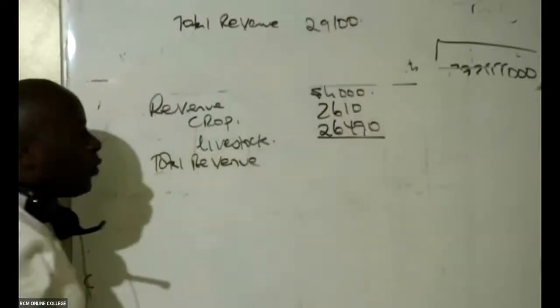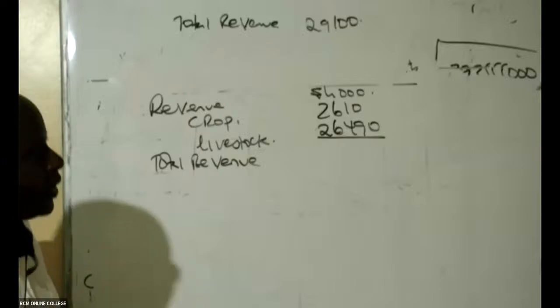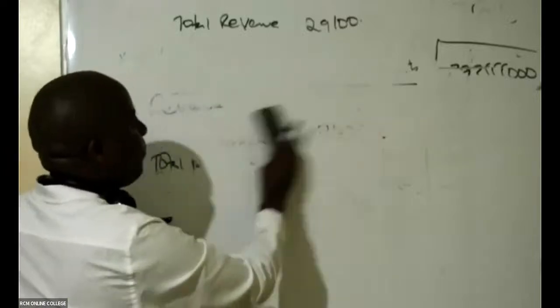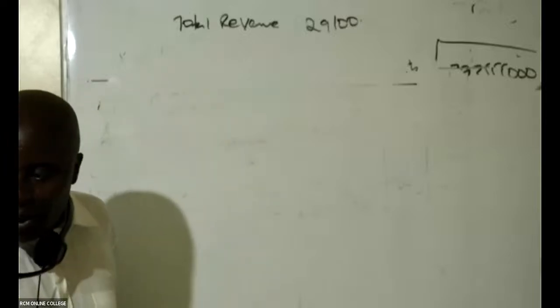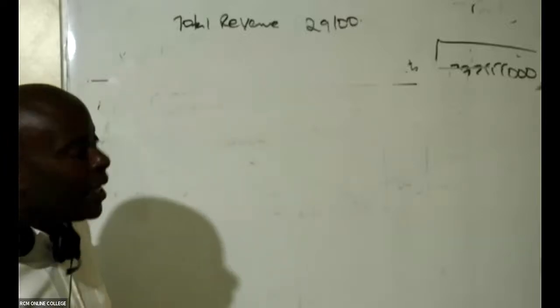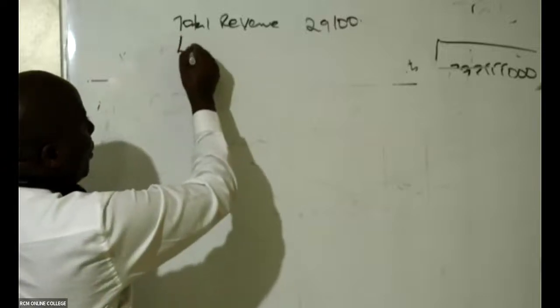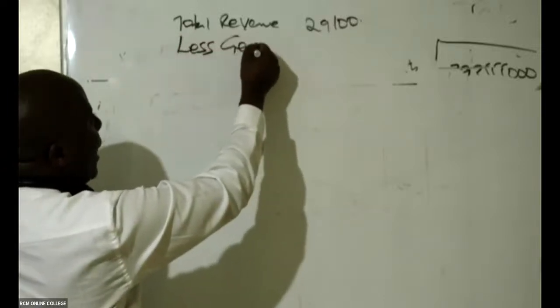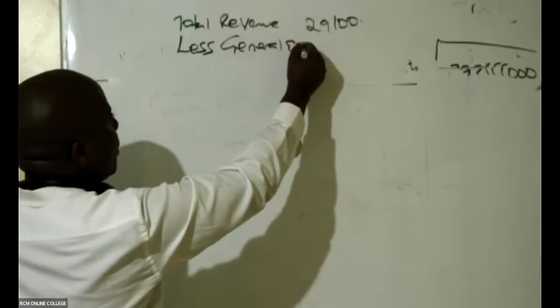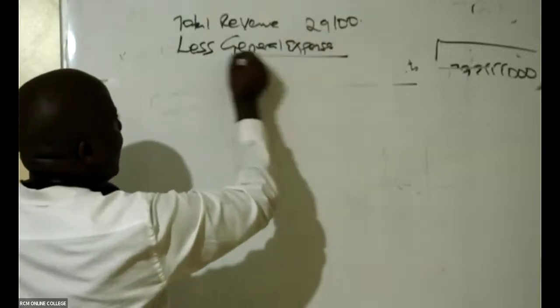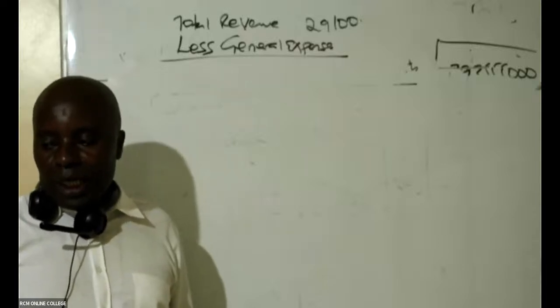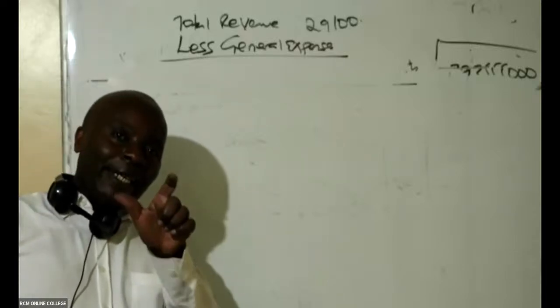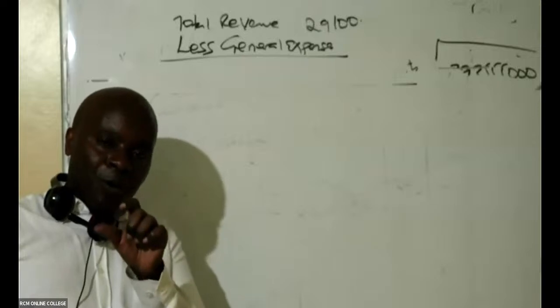So for lack of space, you'll allow me to just delete this. And then now, which expenses are we going to subtract? So we'll come and less the general expenses, the ones that are overheads, the ones that are common to both.